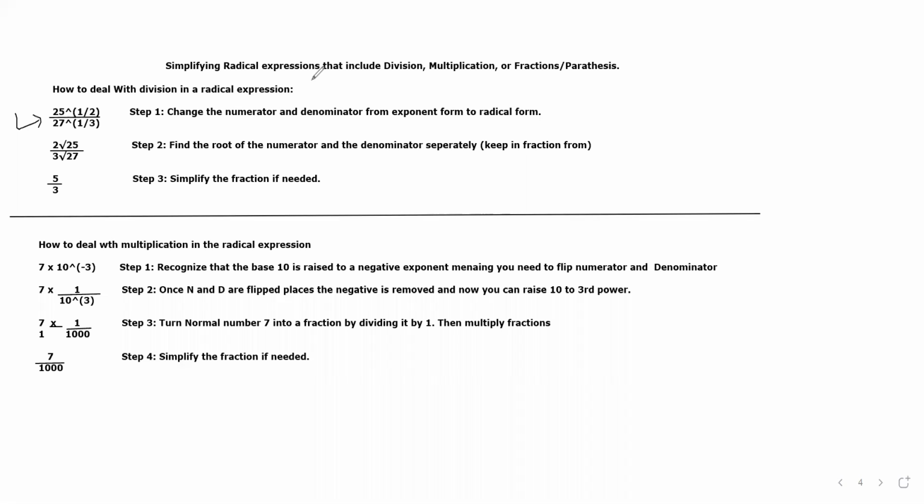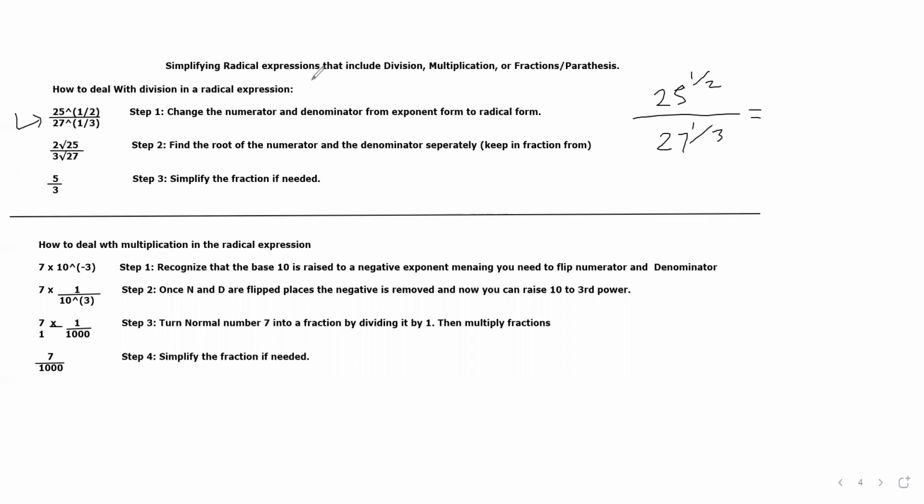My computer's being weird. Okay, so we have 25 raised to the 1/2 power divided by 27 raised to the 1/3 power. Another way of this could be shown, right? And when most students see this, they're just like, I don't know what to do. There's a fraction, there's exponents, there's a lot of stuff on there. What do I do? The first thing is you've got to change it to a more familiar form. You're going to want to change this from the numerator and the denominator separately into radical form.